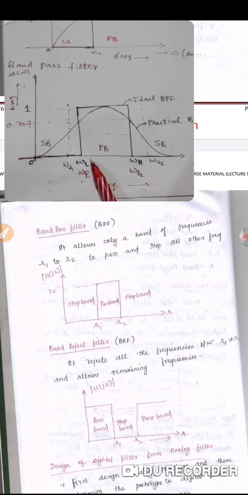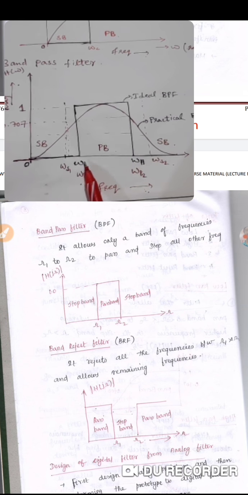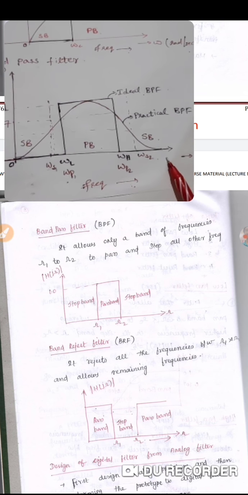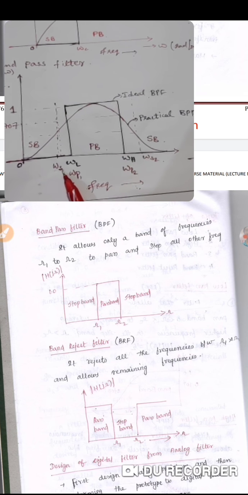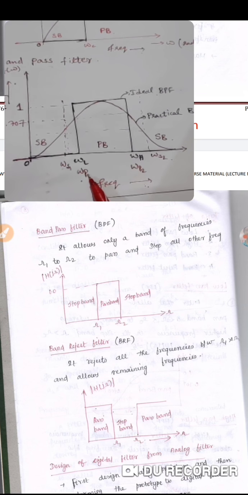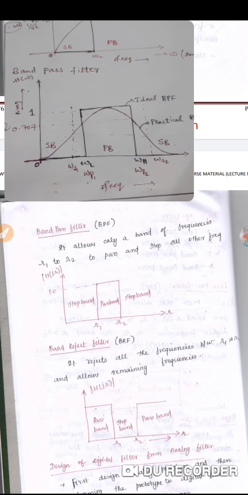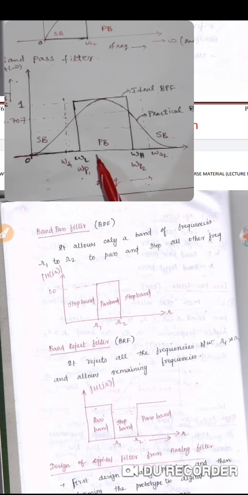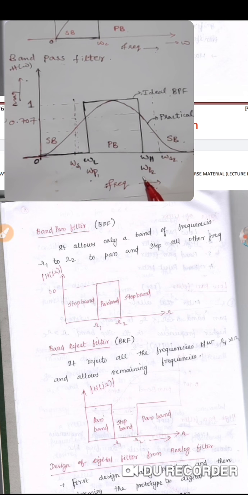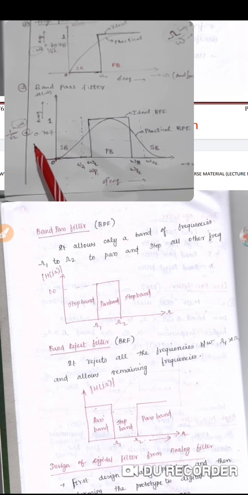As there are two cutoff frequencies, there are two more frequencies which are WS1 and WS2. These are the stop band cutoff frequencies, WS1 and WS2, and WP1 and WP2 are the pass band frequencies. WP1 is the lower cutoff frequency of the pass band, and WP2 is the higher cutoff frequency. And the cutoff frequencies we will get at 0.707 or at minus 3 dB.